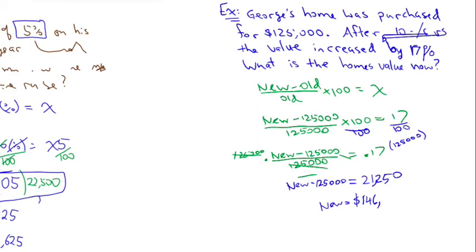146,250. Yeah. You're going to add this 125,000 across to both sides, so that it cancels out on the left and gets introduced on the right. So that's how finding new works.